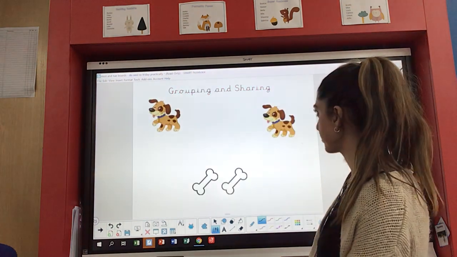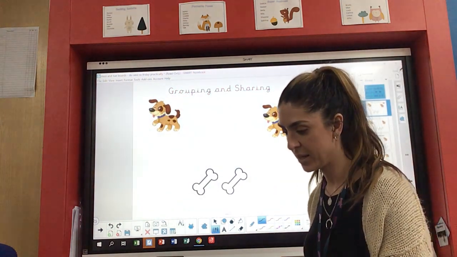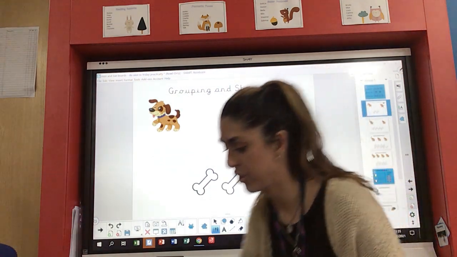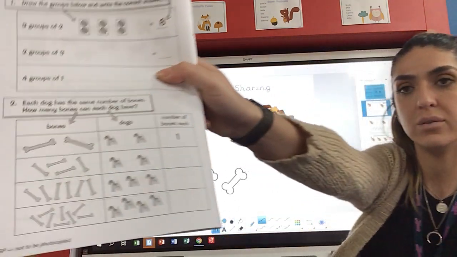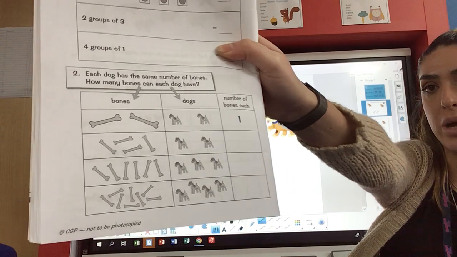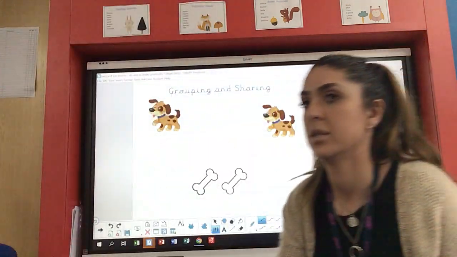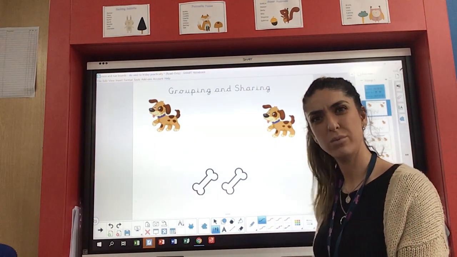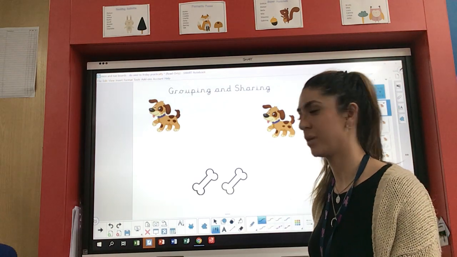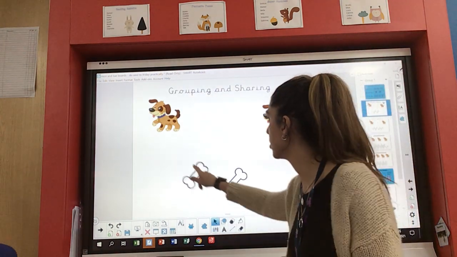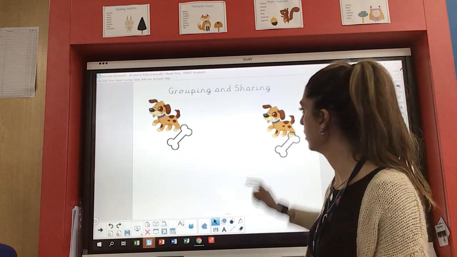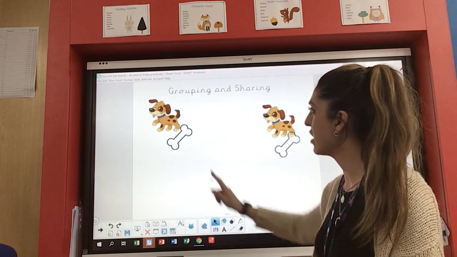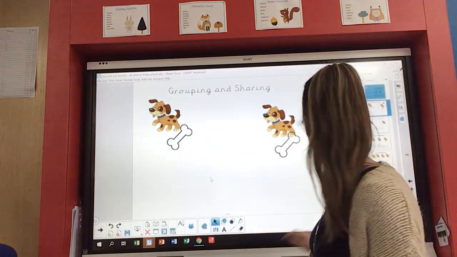Okay. Now the next thing on your page to look at is to share the bones between the dogs. So you've got on here a little table for you to look at and to work out how many bones the dogs would have. So I'm going to have a go at doing it on the board here. So I've got two dogs and I've got two bones. Now we know how to split these bones, don't we? We can give one bone to this dog and one bone to this dog. So the dogs have got an equal amount each, that's fair. One for you, one for you. Let's have a go at another one.